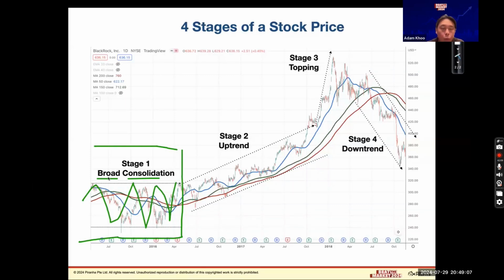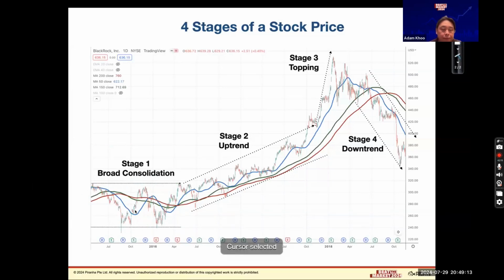And one way to know that you're in a stage 1 is to look at the moving averages. Now, these are 3 of my favorite moving averages, although I use more, but these are the 3 main moving averages. The blue one is called the 50 moving average. Let me write it down. 50 simple moving average is the blue one. The green is the 150 simple moving average. And the red is the 200 simple moving average. Okay, so 50, 150, 200, all simple moving averages.